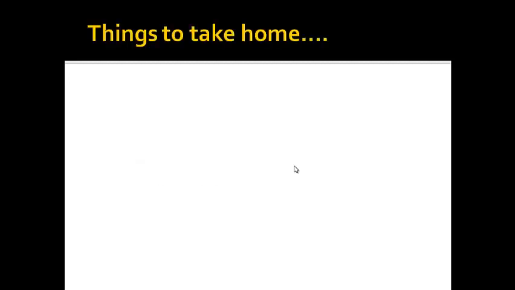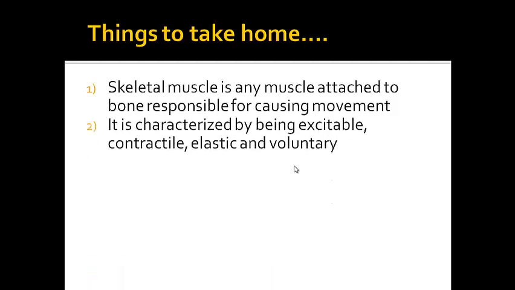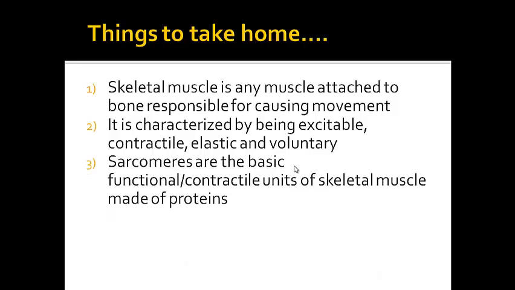So in summary, hopefully if you've watched the first two videos as well, skeletal muscle is any muscle that is attached to bone and is responsible for causing movement. That's just a general definition. But remember, it's dependent on which part of the skeleton it's attached to. It has specific characteristics such as being excitable, contractile, elastic, and voluntary. Make sure you know the definitions of each characteristic.